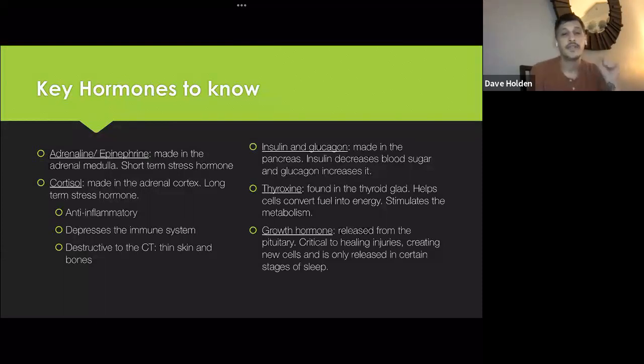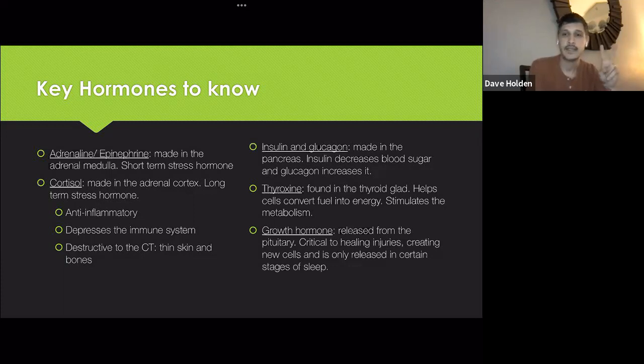The key hormones that I do need you to know, though: adrenaline, epinephrine, you'll need to know those. Those are made in the adrenal medulla. Adrenaline is a short-term stress hormone. Adrenaline, right? We know the idea of adrenaline junkies. It gets your heart rate up. It clarifies your focus. But adrenaline wears off very quickly.